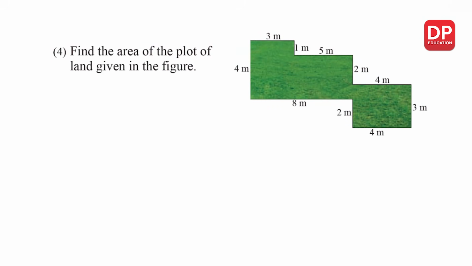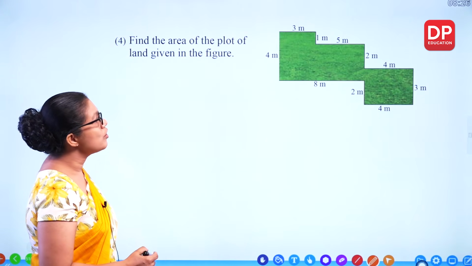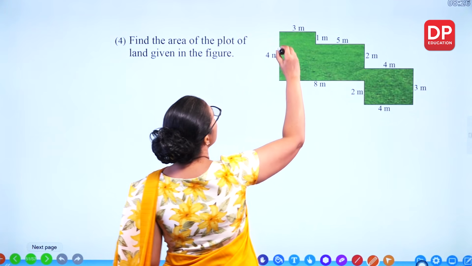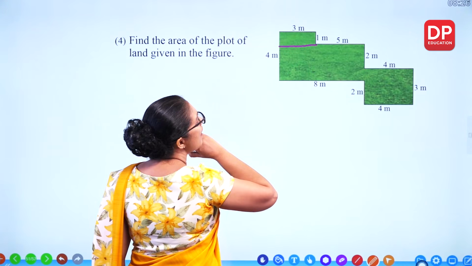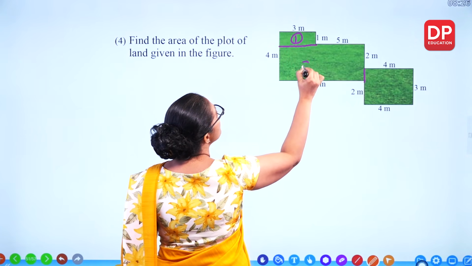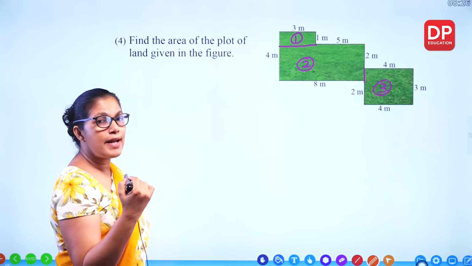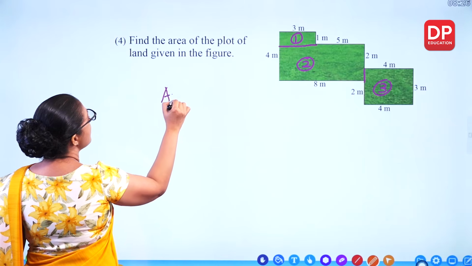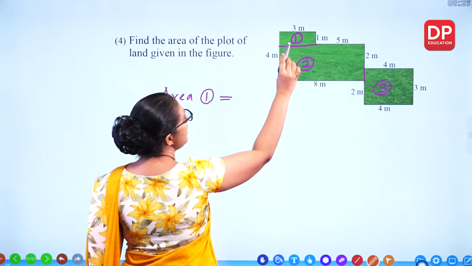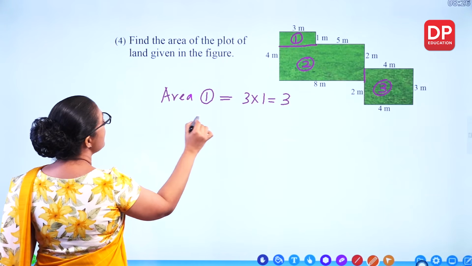Look at this diagram. Find the area of the plot of land given in the figure. So you need to divide into several shapes. So how can we divide? I can divide this into this part and this part. 1, 2, 3. We'll find out area separately and add it. Area 1. 3 and 1. 3 times 1. 3. Area 2.